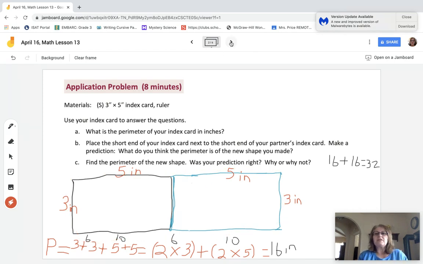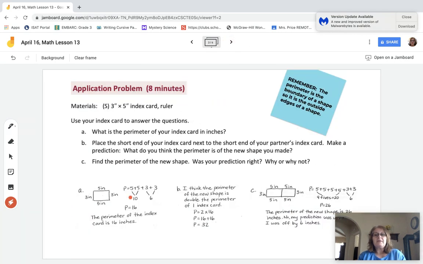Well, I've got the solution on the next slide, so let's look at it. Here is our index card, and we did the same thing that we did on the other side, 5 plus 5 plus 3 plus 3. So the perimeter of this index card is 16 inches, and that's what we got on the other side. Now here's the prediction that we talked about. I think the perimeter of the new shape is double the perimeter of one index card. So perimeter would be 2 times 16, or 16 plus 16 equals 32. But remember that the perimeter is the boundary of a shape, so it is the outside edges of a shape.